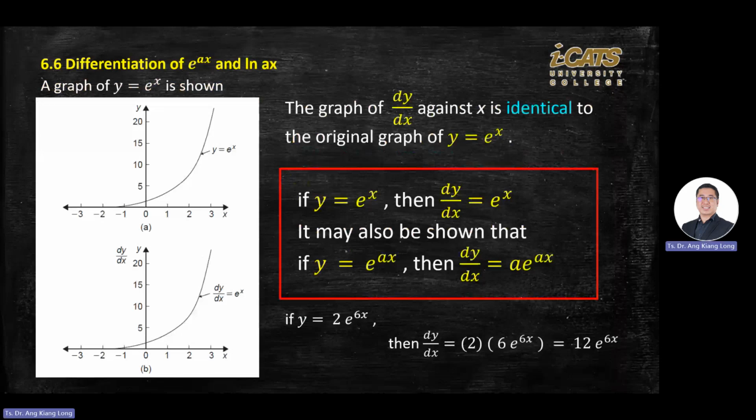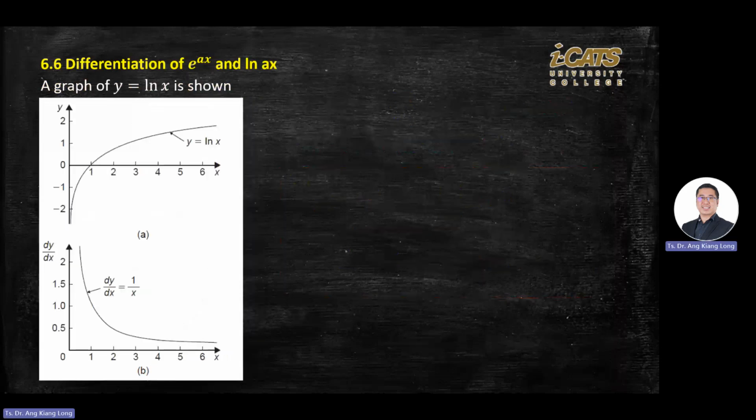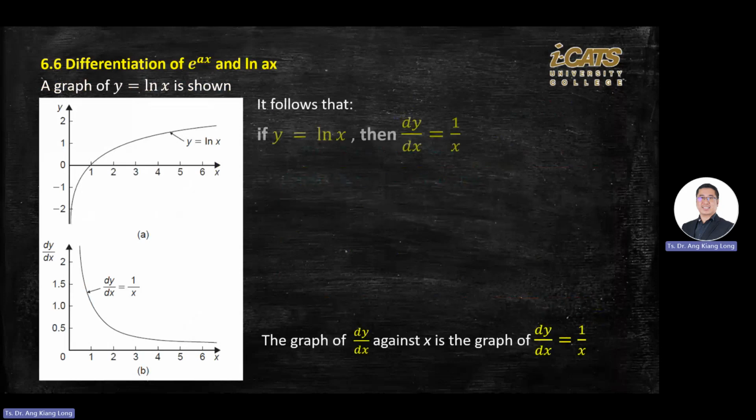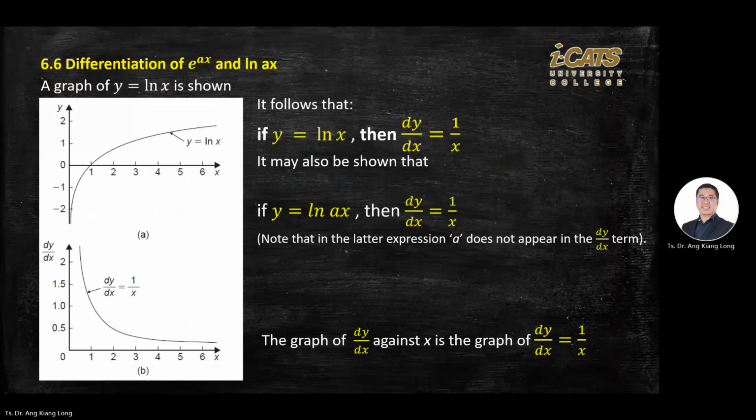Okay, what happens if you see ln x? Ln x, if you differentiate, it becomes 1 over x. Whatever you see as the x, 1 over that value. Okay, what is important is these slides. y equals ln x, then dy/dx equals 1 over x. So same if you have ln ax, you pull the constant to the front.